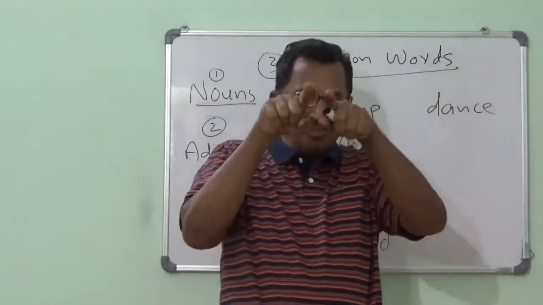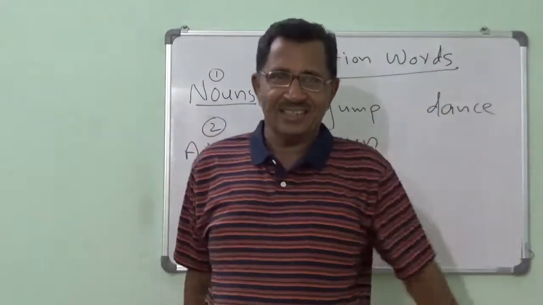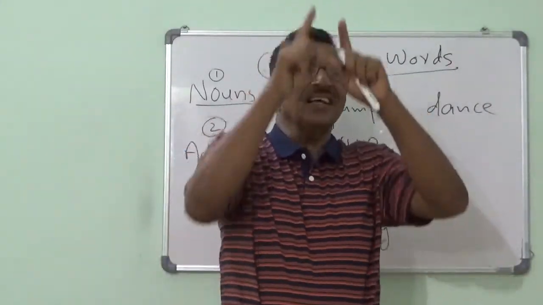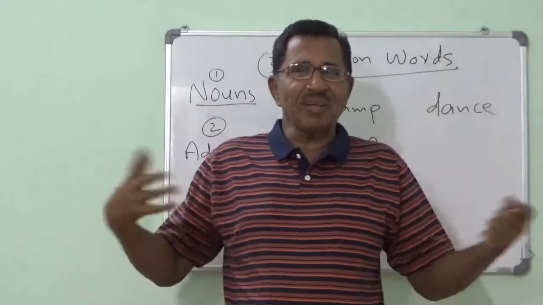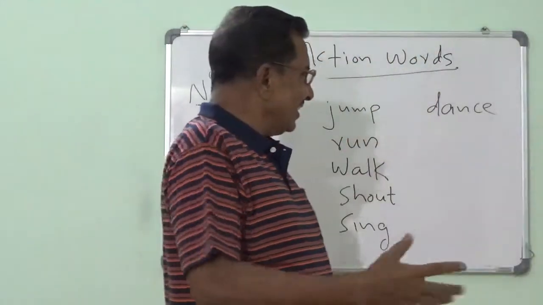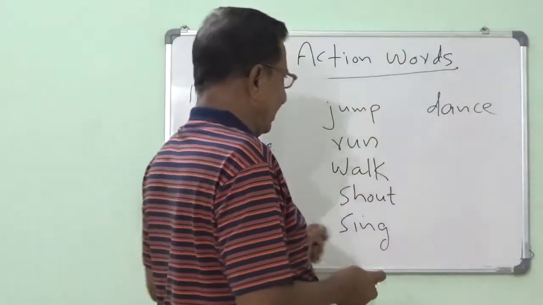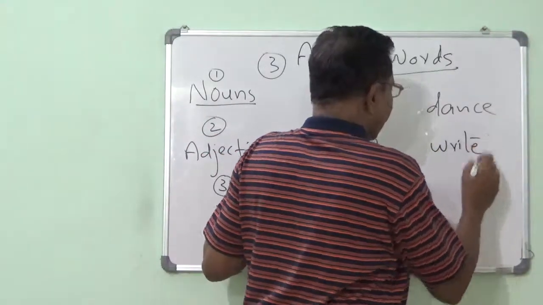This modern dance. If you do like this, then it becomes a dance. Just do like this, and then after this, and this, and then do the left. Then it becomes a dance. So simple. So that is what you call an action.